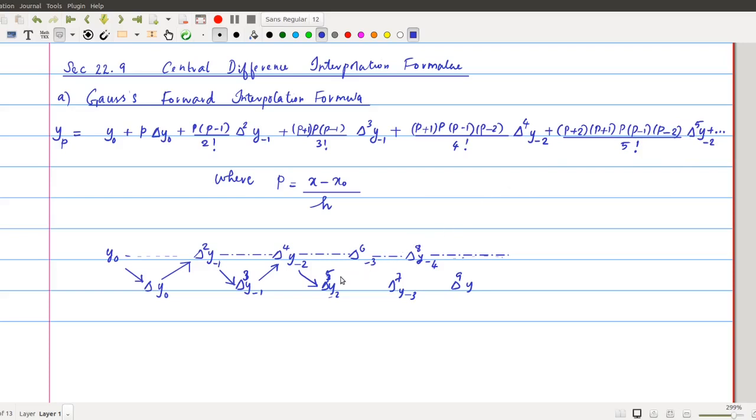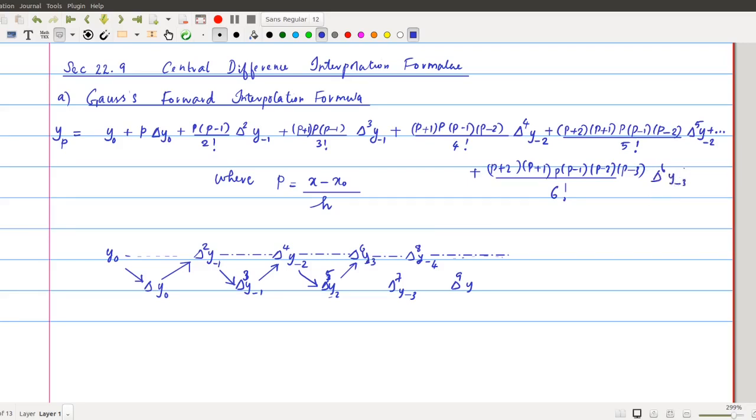Then the next term we can write as this one, that is we need to add one more term to the right. From this we add one more term to the left, and we write one more term, so that will be p plus 2, p plus 1, p, p minus 1, p minus 2, and p minus 3. This is the one more term. So since there are 6 terms, we have 6 factorial. Here we will write this delta raised to 6 y minus 3.